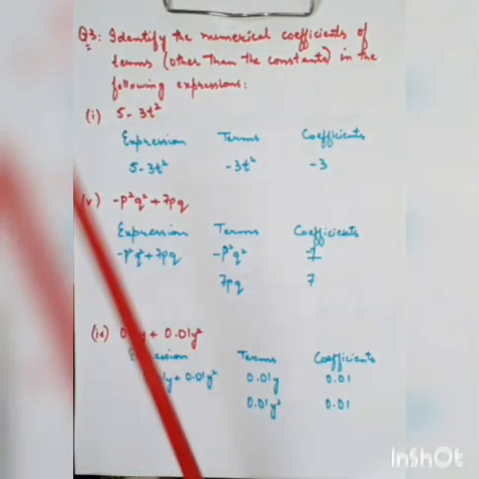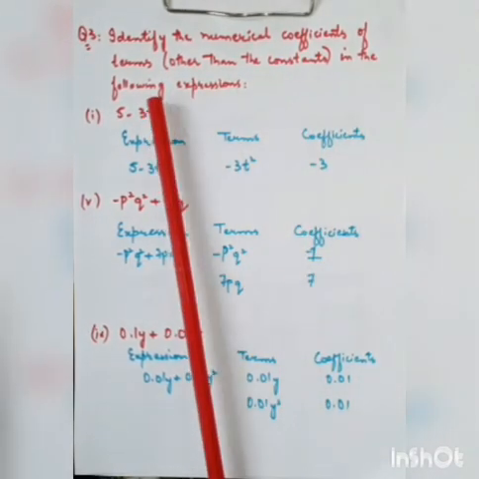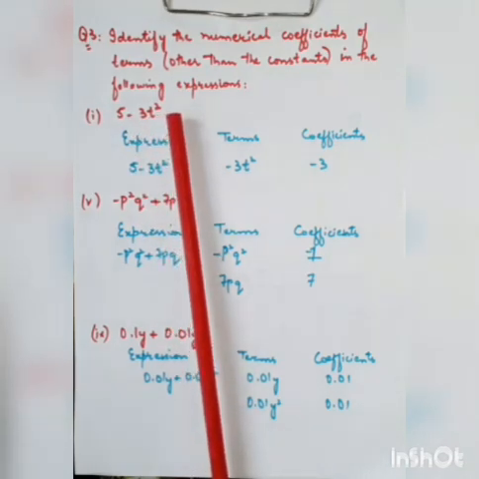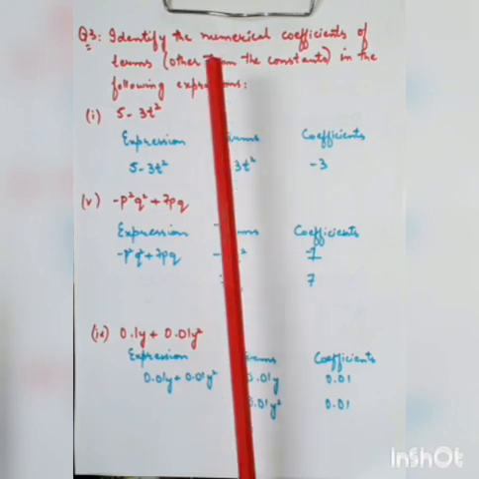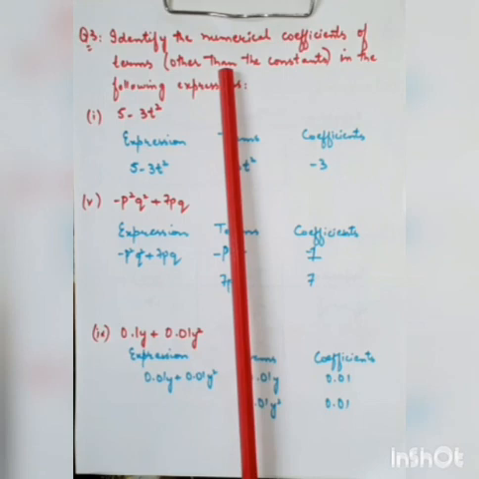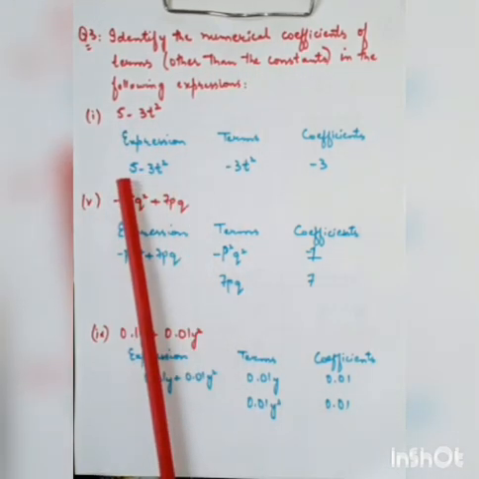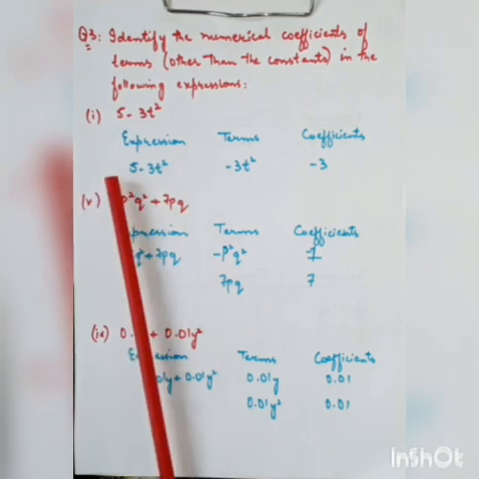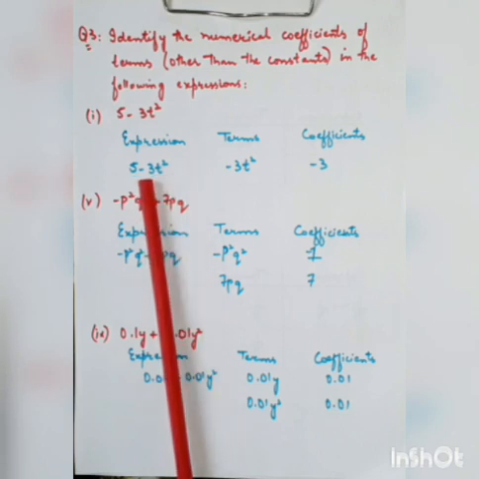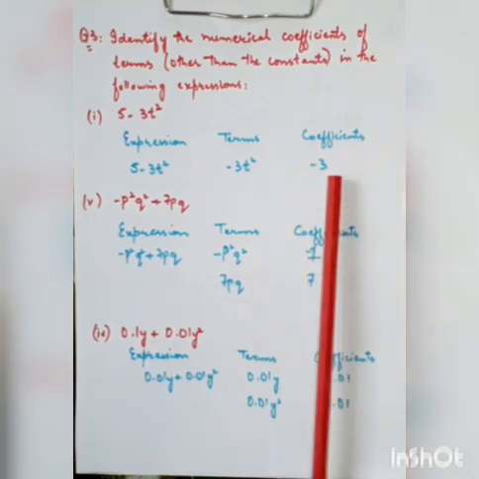Now question number 3 is: identify the numerical coefficients of terms other than the constants in the following expressions. So expressions will be given to us, we do not have to take the constant terms; we have to take the terms which have a variable, and tell the numerical coefficient that goes with that variable. So the expression is 5 minus 3t square. Now this 5 is a constant. We don't have to write this term. We have to write the term which has a numerical coefficient. So this minus 3t square is a term which has a numerical coefficient of minus 3. So the term is minus 3t square and the coefficient is minus 3.